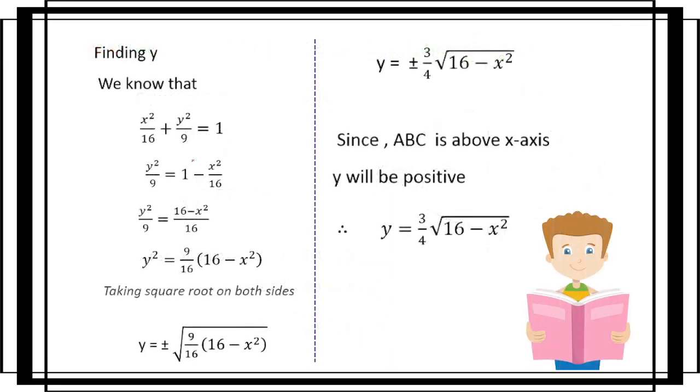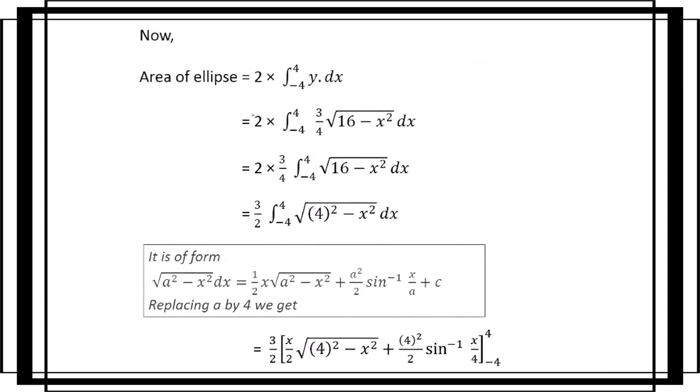Right? Now what is the value of y? Let's take out the value of y. From here, y square upon 9 is equal to 1 minus x square upon 16. Take LCM, solve. y is equal to plus minus 3 by 4. The ellipse is above the x-axis, so let's take the positive value to avoid confusion.